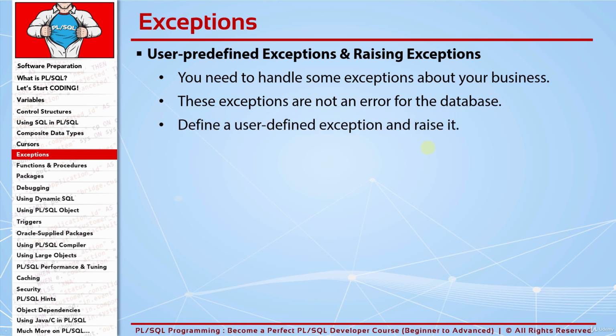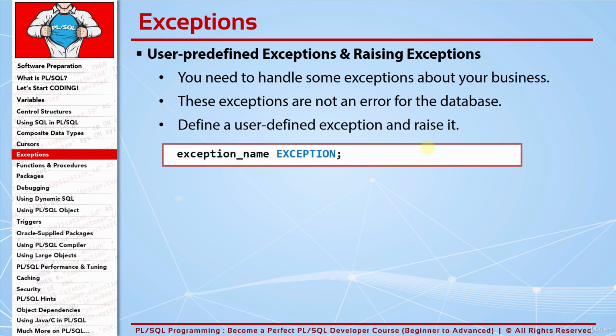To do that, you specify a user-defined exception, then raise it explicitly wherever you need. You will understand better on an example. But first, let me show you how to define a user-defined exception. As you see, this is the same as non-predefined exceptions. We simply write our new exception name and the exception keyword. That's it. We don't assign any error number for our exception because we don't have any error number for that, since it is a logical error for our business.